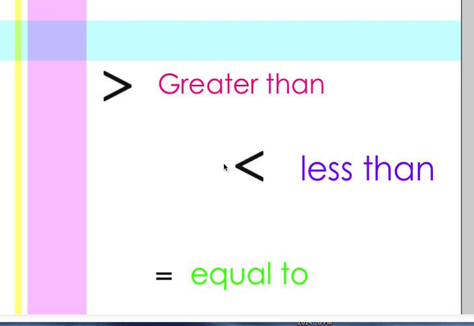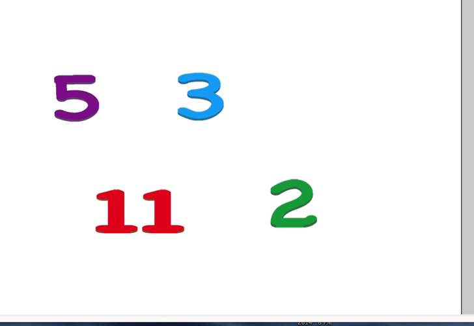Today's topic is using greater than or less than symbols and equal to symbols. Greater than looks like this. Less than looks like this. And we know that the two bars parallel to each other stand for equal to. If I'm going to use greater than or less than, I'm going to use that to compare numbers.